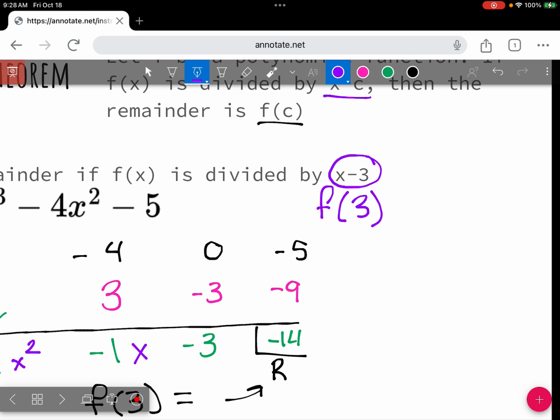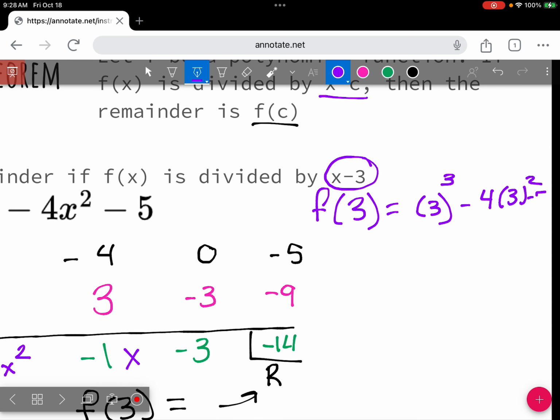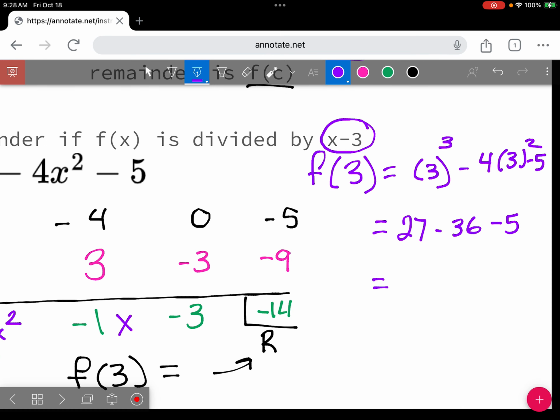And just to double check, we're going to find f of 3 the traditional way, where I take my 3 and substitute it in place of the x: 3 cubed, minus 4 times 3 squared, minus 5. I'm almost out of space. Well, we can do this one. This one's not awful. 3 cubed, that's going to be 27. 4 times 3 squared, 4 times 9, that's 36, minus 5.